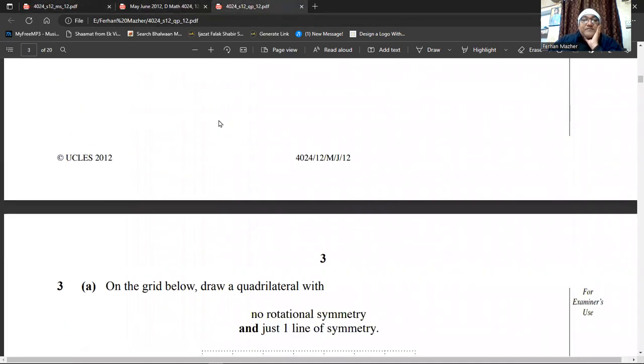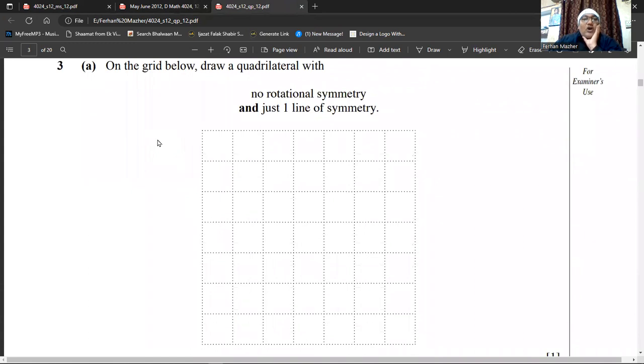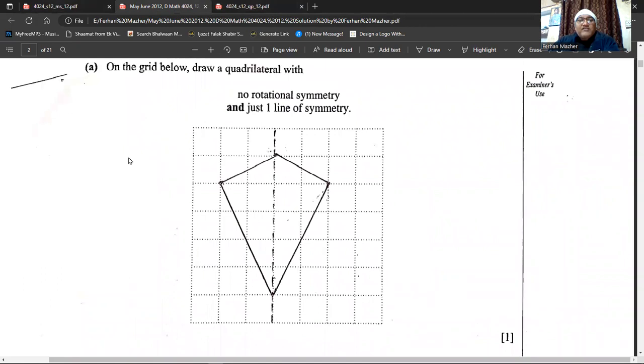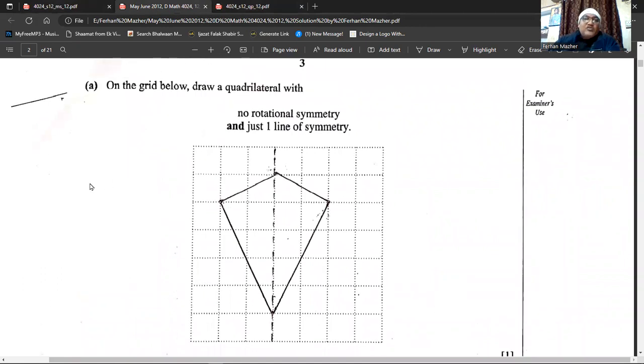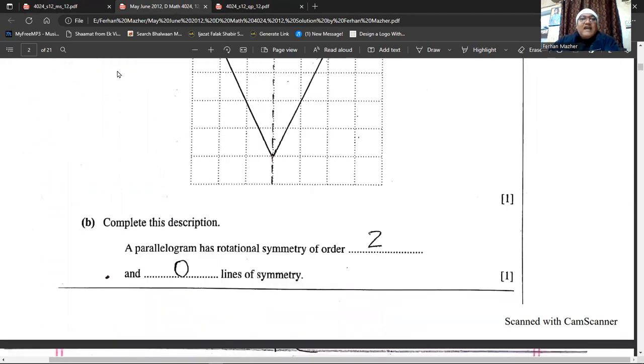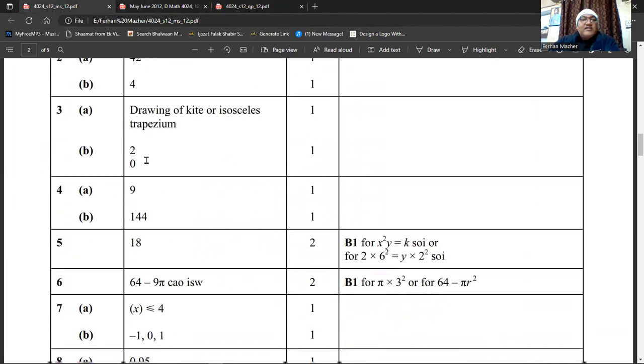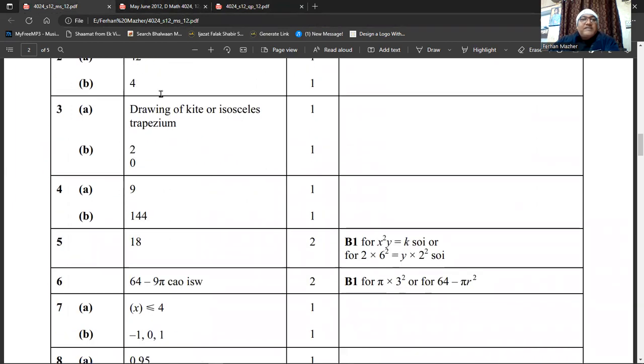Hopefully you understand. Question number 3, A part, on the grid below, draw a quadrilateral with no rotational symmetry and just one line of symmetry. The famous quadrilateral which has no rotational symmetry and one line of symmetry is a kite. Here you can see I have drawn a kite, and this is the line of symmetry. Its order of rotational symmetry is 0, and it has only one line of symmetry. The answer says drawing a kite or isosceles trapezium.